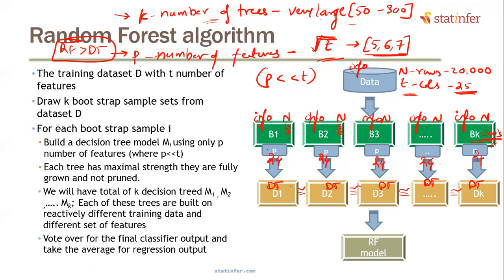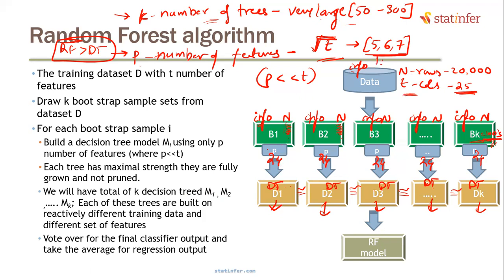Sir, in decision tree, we used to get a set of rules which we used to consider further. Here also, we are doing the same thing? So here, we get a set of rules for every tree. Let's say for decision tree one, you will get rules. For decision tree two, you will get rules. So the final decision happens based on all these rules, and then final collation will happen.